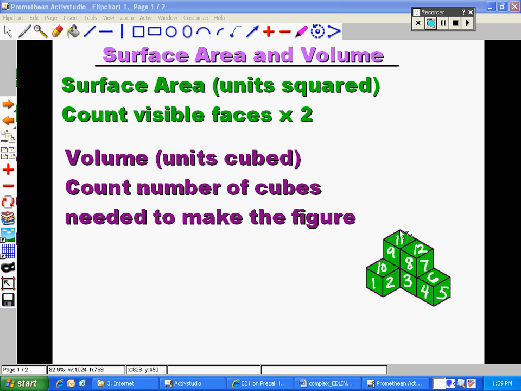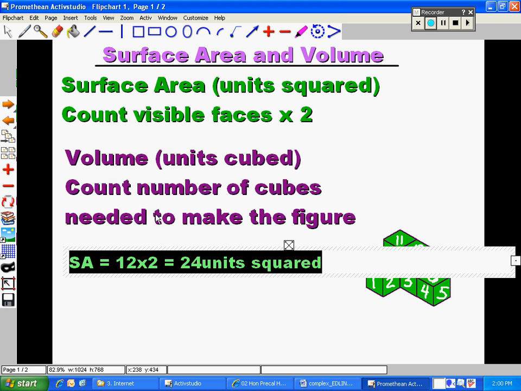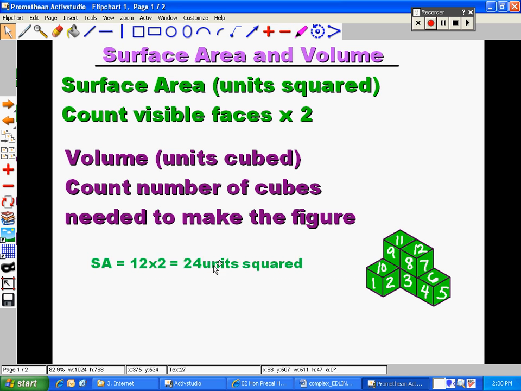So I counted the faces and I got 12 faces. That's how many I have visible in front. Now I need to multiply that number 12 by 2, and that will give me the total surface area. So the surface area is equal to 12 times 2, which is 24 units squared. The surface area is 24 units squared.